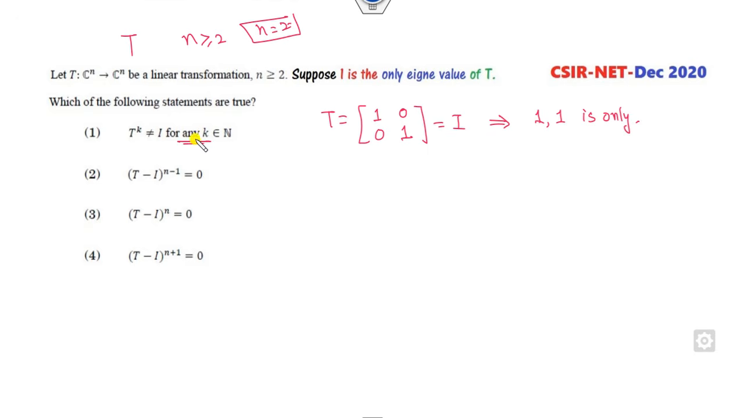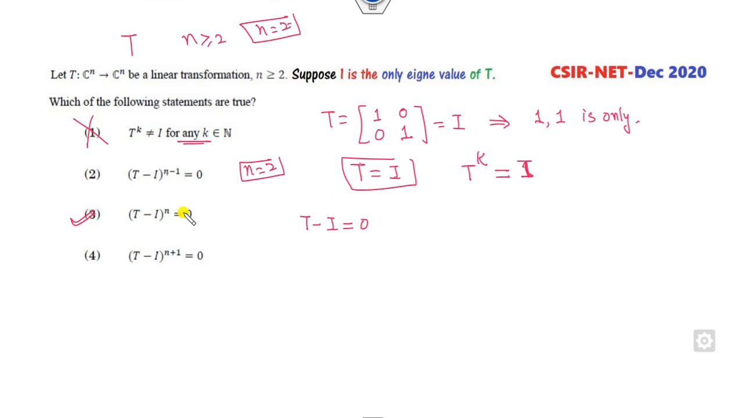Then does there exist T raised to power k? Okay, fine. Whatever the power k, you can see this is always 1 or I. But it says not equal to. This option is cancelled. Fine. Now I have taken n equal to 2, so this value will be 1. So I have to check whether T minus I is 0 or not. Since I have taken 1I, it will be 2, but this is a counter example.